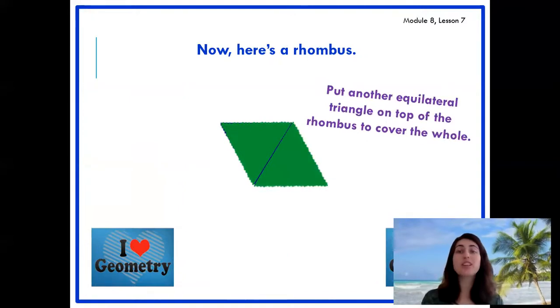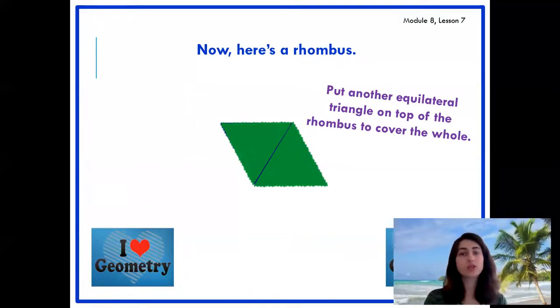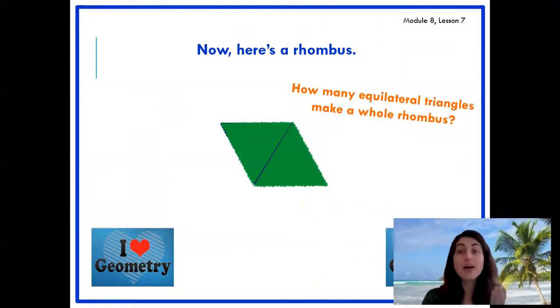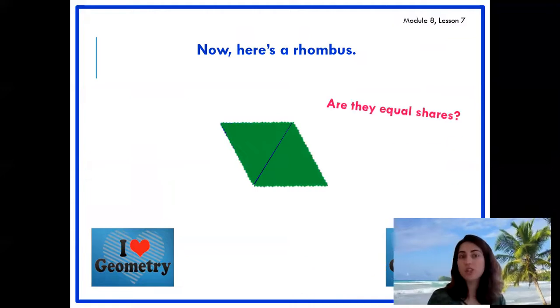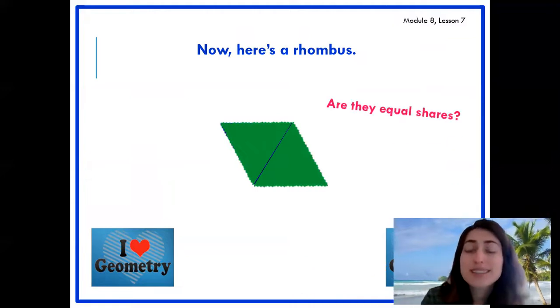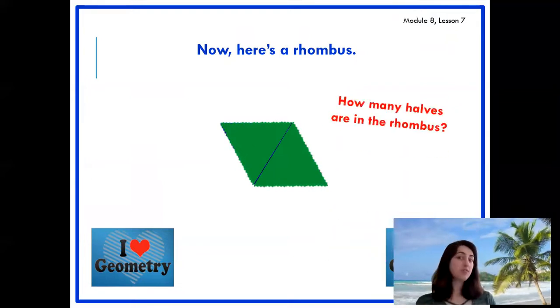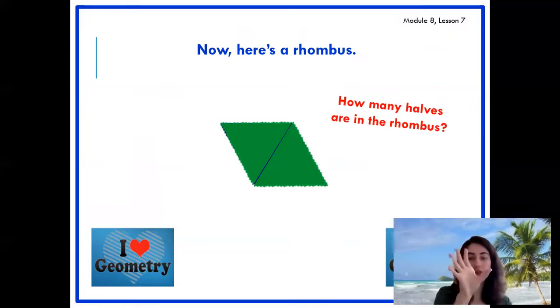And look, we can put another equilateral triangle on top of the rhombus to cover the whole. And these 2 equilateral triangles are the same size and the same shape. So how many equilateral triangles make a whole rhombus? 2. So are they equal shares? Yes, because they're the same size and the same shape. So they're equal shares. How many halves? 2 halves. We always say 2 halves because a whole is split into 2 halves. There wouldn't be 3 halves in a whole. There are 2 halves in a whole.